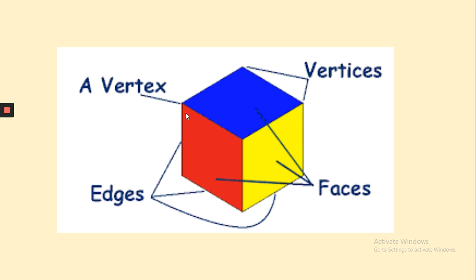And then the vertex is the point where two straight lines meet, and that's a vertex, or vertices means that there is more than one. There might be 2 or 3 or 4 vertices, so that's just more than one vertex.